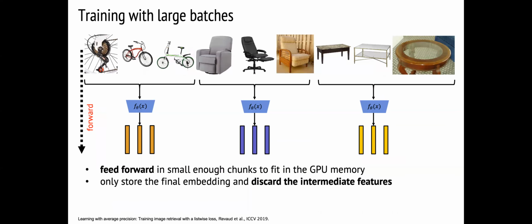Training with large batches is crucial for the proposed loss. We use a batch size of up to 4096 large resolution images on a single GPU. We follow the approach of Revaud et al. and publicly release the implementation. First, the first feed forward is performed in small batch chunks to obtain the embeddings. Embeddings are stored, but the intermediate features are discarded.